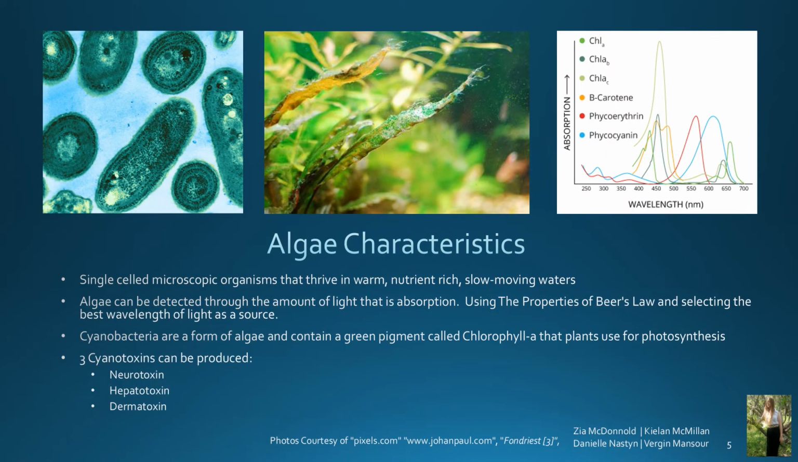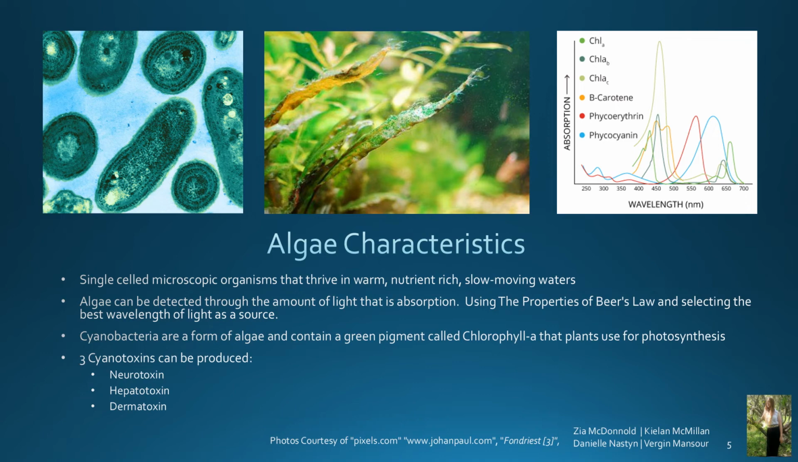Algae characteristics. Algae is a single-celled microscopic organism that thrives in warm, nutrient-rich, slow-moving water. Algae can be detected through the amount of light that it absorbs, or conversely, it transmits. Using the properties of Beer's law and selecting the best source wavelength of light, we will be able to detect the amount of algae in a water sample.